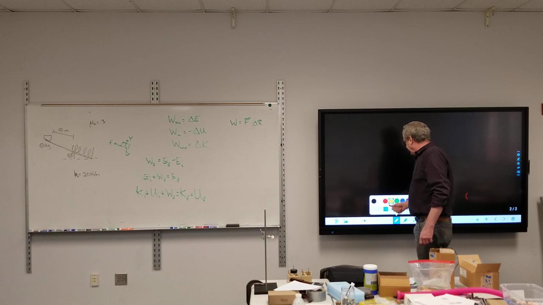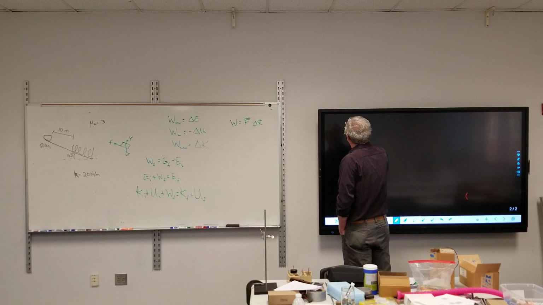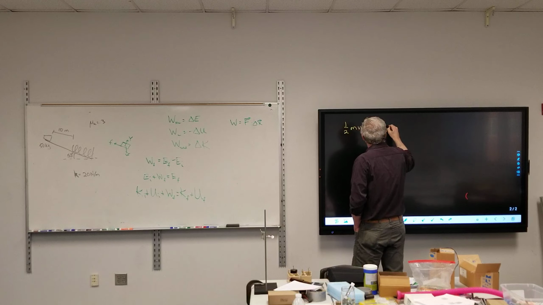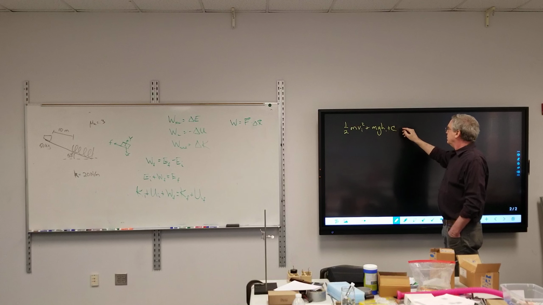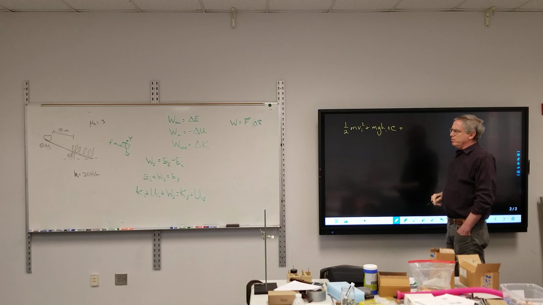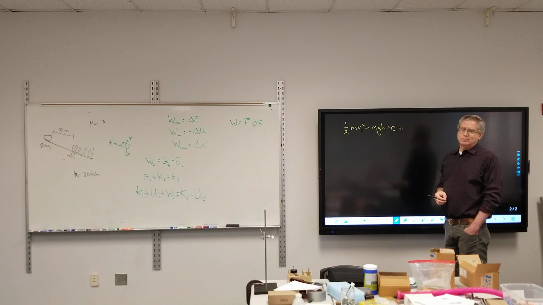All right, let's see how long this lasts. So I have 1/2 mv initial squared plus mgh initial plus some constant, which I was going to call C1. And then what's the potential energy formula associated with the elastic force? Is it just the spring constant? No.